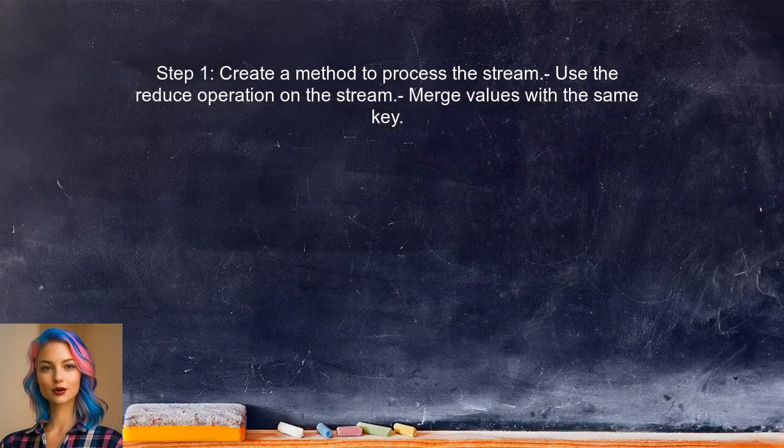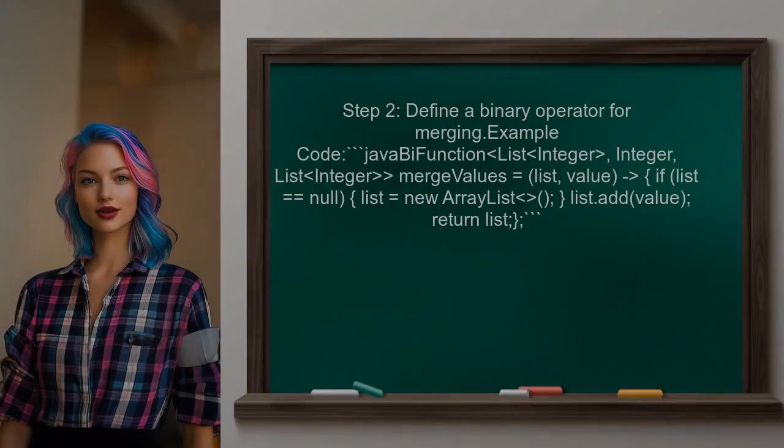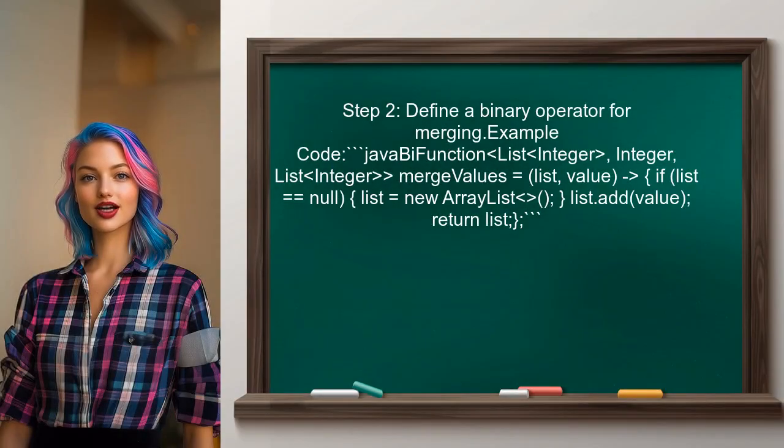To begin solving this problem, the user should create a method that processes the stream of key-value pairs. This method will utilize the reduce operation to merge values with the same key. Next, the user needs to define a binary operator that will handle the merging of values. This operator should take two lists and combine them into one list for the same key.